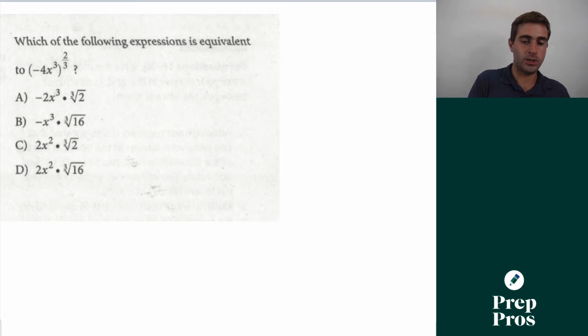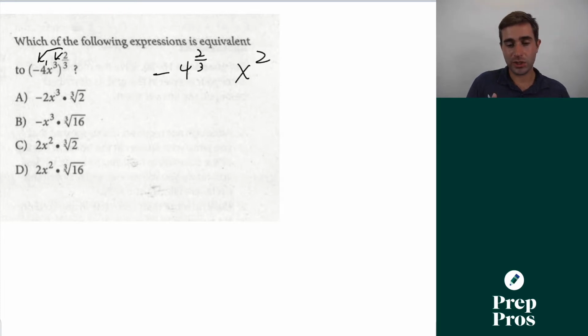So what we can think about is, well, this is going to be negative 4 to the 2/3 and x to the 3rd to the 2/3. So this is going to be applying our power rule. So we'd be multiplying the exponents. And well, negative 4 would just be to the 1st. So this is just going to become negative 4 to the 2/3. But x to the 3rd to the 2/3, 3 times 2/3 is going to give us x squared.